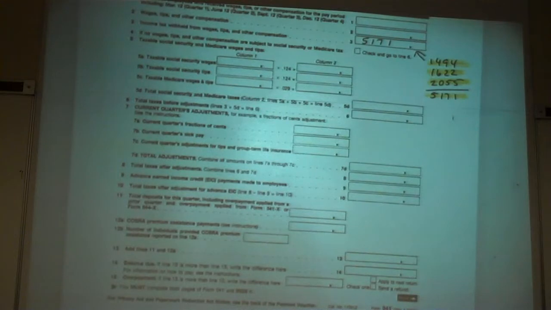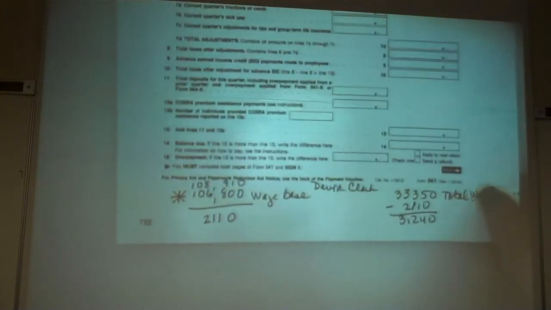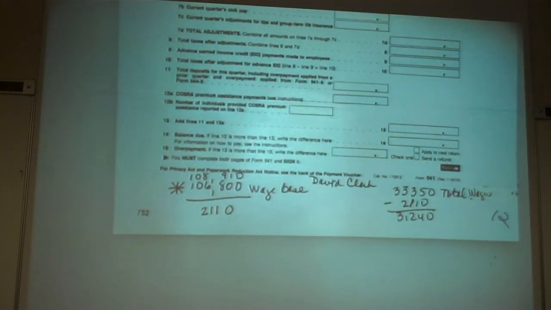And I think we had, did we have one person who met the wage base, David Clark? David Clark, his year-to-date earnings for December are $108,910. How much of his wages will not be included? 2,110. So I did that little calculation down at the bottom. His earnings were 108,910. The wage base was 106,800. So there's the 2,110.